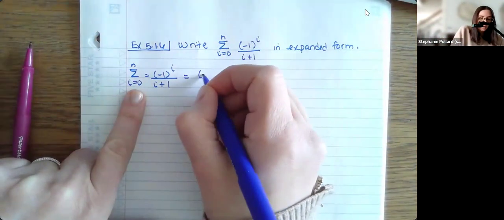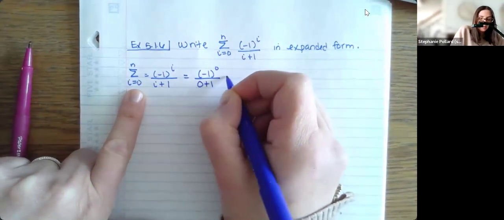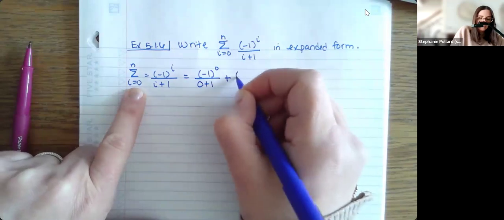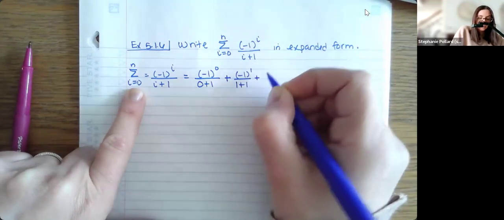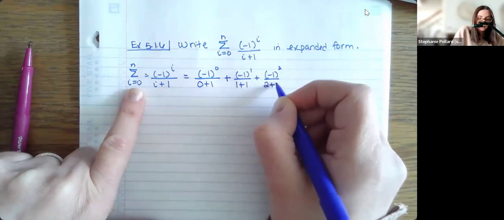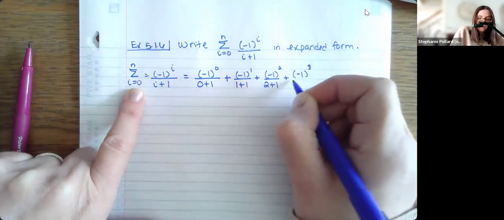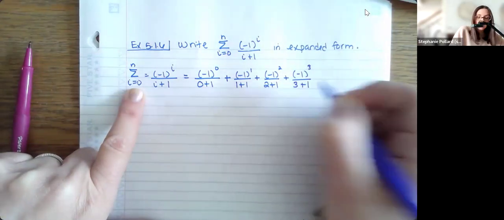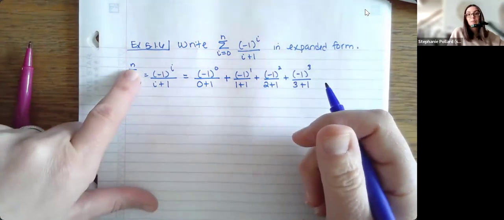So this would be -1 to the 0 power over 0 plus 1, plus, then I do the 1, -1 to the 1 power over 1 plus 1. Then I do the 2, -1 to the 2 power over 2 plus 1. Then I do 3, -1 to the 3 power over 3 plus 1, and so on. So you're going to keep going. Now here, I don't have a specific ending.